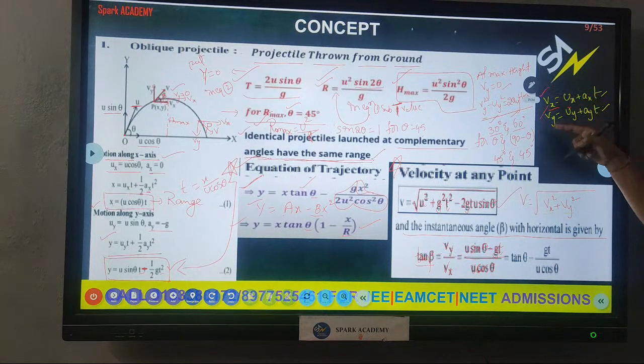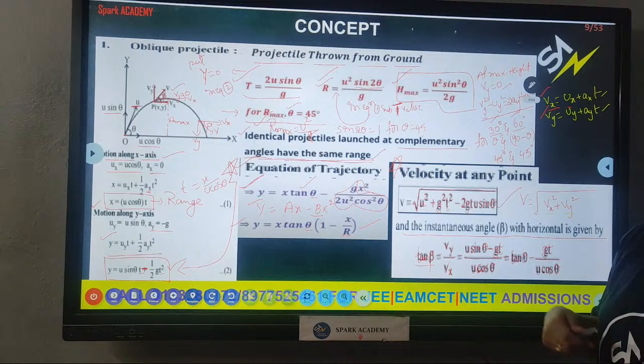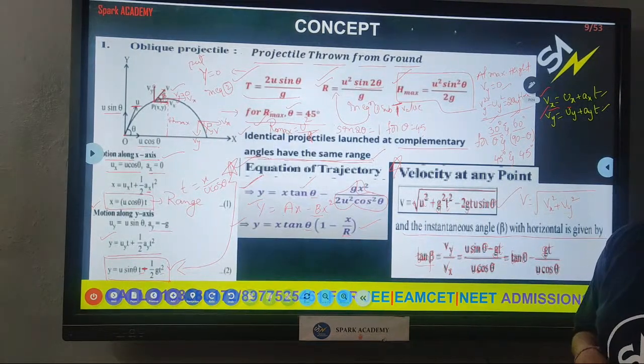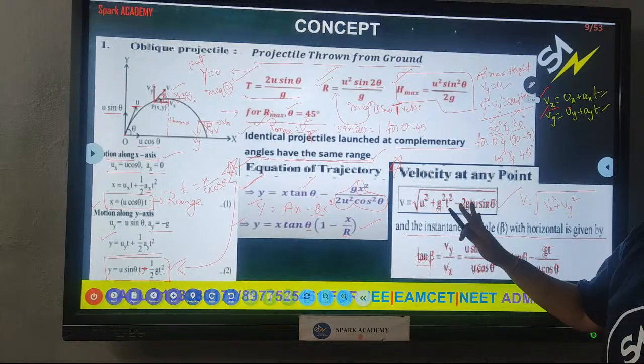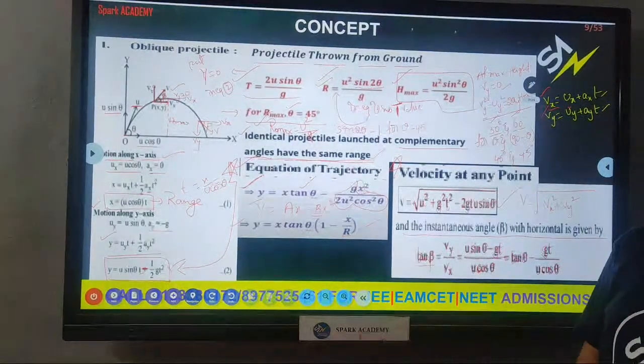With the help of these equations, it becomes g t by u cos theta. You can write it as tan theta minus g t by u cos theta. So students, these are the important results about the oblique projectile which is projected or thrown from the ground. With the help of these results, you can solve the numericals about the oblique projectile motion.